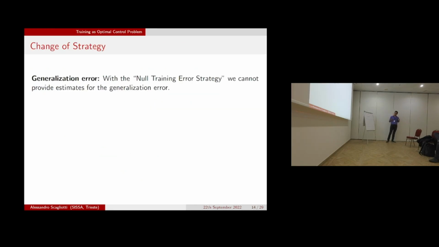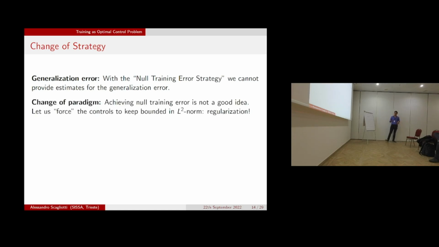Okay, so from the machine learning point of view, we can say that with this null training error strategy, we cannot provide estimates for the generalization error. From the mathematical viewpoint, the problem is that we have no control on the Lipschitz constant of the approximating diffeomorphism. So we are doing very well on the interpolation points, but the Lipschitz constant is exploding, and so we have no control on what is happening just outside the training points.